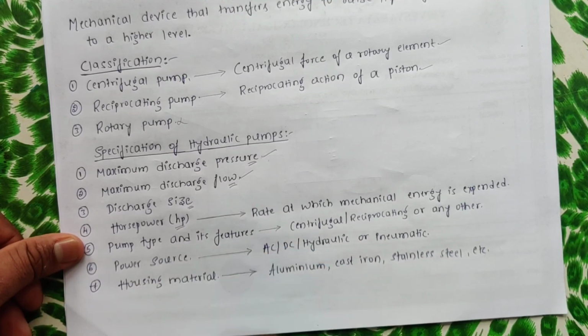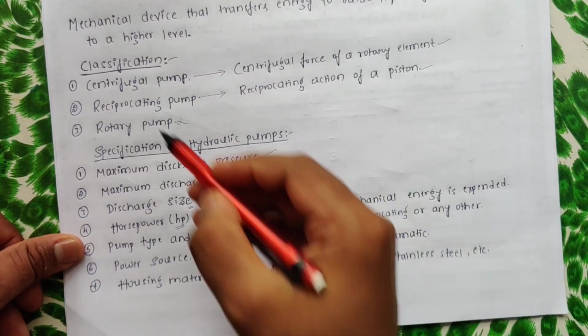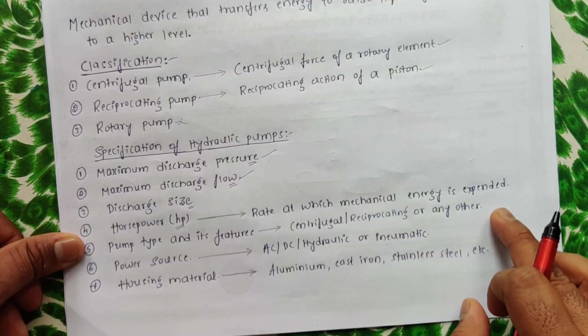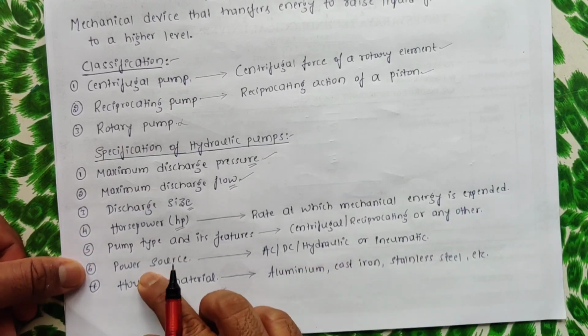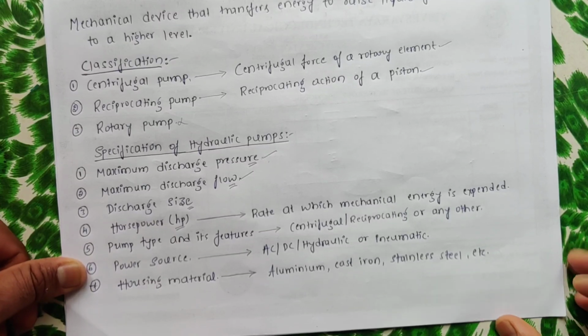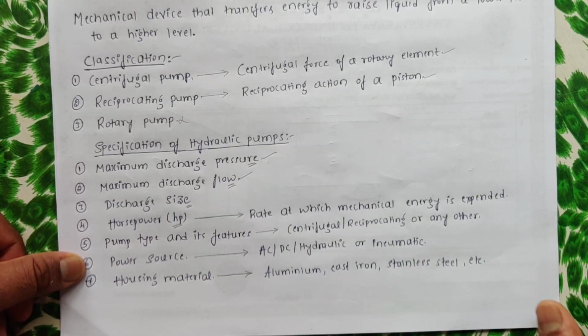Next, pump type and its features. Pump type means, as I explained, whether it is centrifugal, reciprocating, rotary, etc. It depends, and it is one of the important specifications. The sixth specification is power source. There are many power sources, AC, DC, hydraulic, pneumatic, whatever it may be. Based on that we categorize the pump, and it is one of the important specifications.